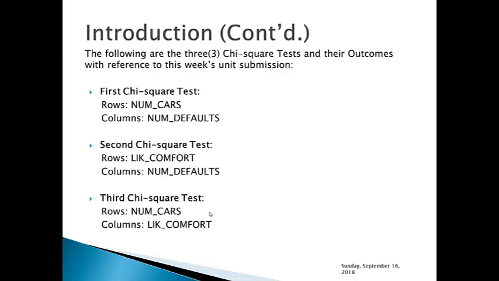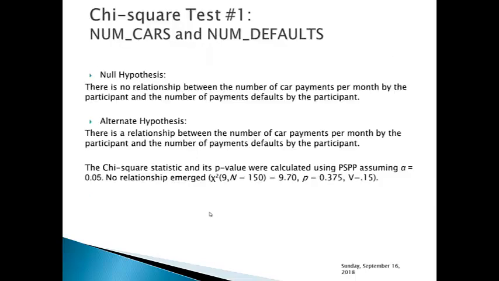The following are the three chi-square tests and their outcomes with reference to this week's unit submission. The first chi-square test to be conducted will be between num_cars and num_defaults. The second chi-square test to be conducted will be between life comfort and num_cars. The third chi-square test to be conducted will be between num_cars and life comfort.